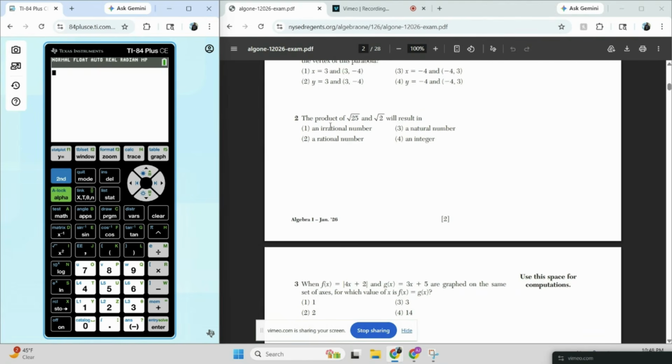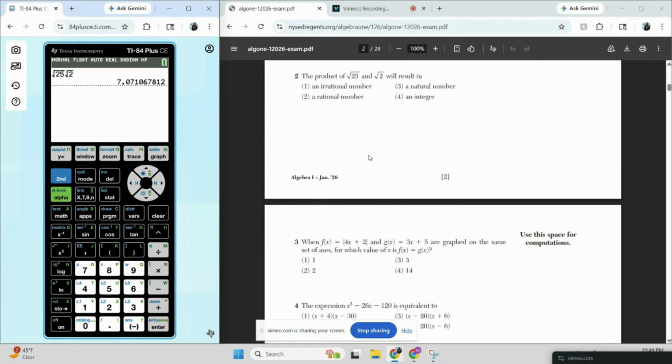Question number 2. I know product means multiply. I'm hoping students remember what these mean. This is as straightforward as root 25 times root 2. I see my answer is a decimal. I'm hoping I recognize that can't be a natural number. It cannot be an integer. And now if I'm not sure, I'm at least at a 50% guess. Otherwise, I recognize it's a decimal, and so it's answer choice 1. 2 questions on the test, both of them done on the calculator.